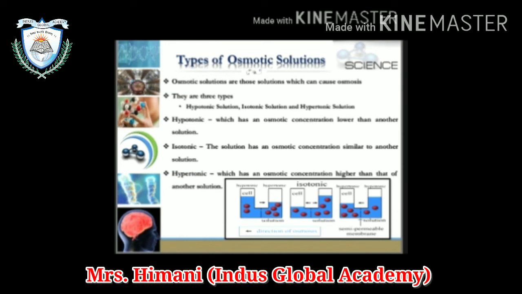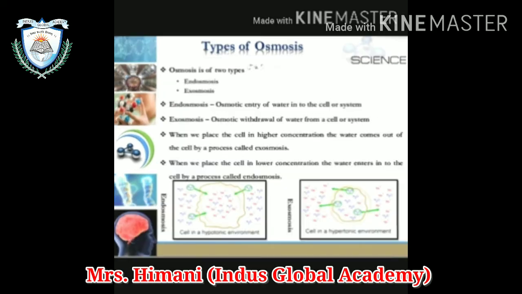Now, types of osmotic solution. Osmotic solutions are those solutions which can cause osmosis. There are three types: hypotonic, isotonic and hypertonic. Hypotonic has an osmotic concentration lower than another solution. Isotonic is a solution which has an osmotic concentration similar to another solution. Hypertonic has an osmotic concentration higher than that of another solution. As you can see in the picture, the direction of the osmosis.